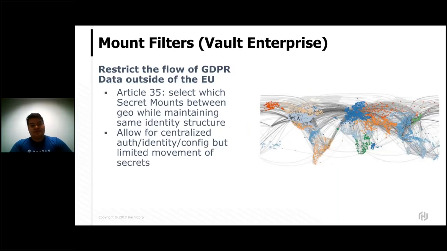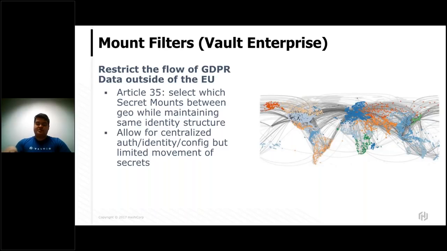And finally, mount filters. This is perhaps the most important part of GDPR, which is how do I make sure that GDPR data doesn't go to a locality that it shouldn't be bound for. Specifically, Article 35 within the GDPR focuses on data sovereignty, and the idea behind Article 35 is you cannot move GDPR data to a locale that does not have at least as good data protection requirements as the GDPR. One of those locales is the United States, for example.